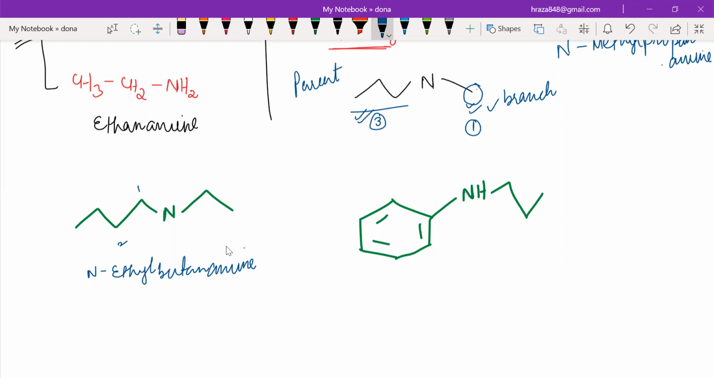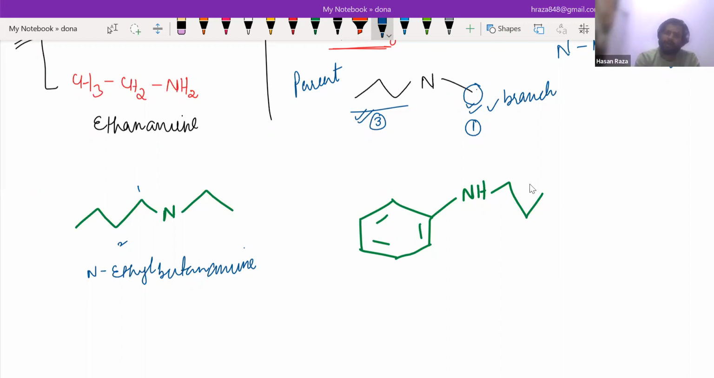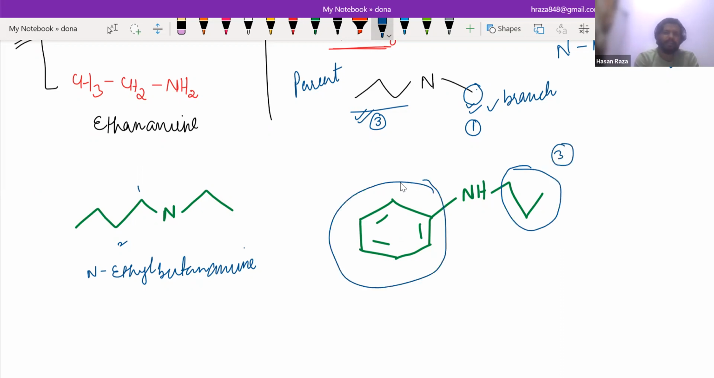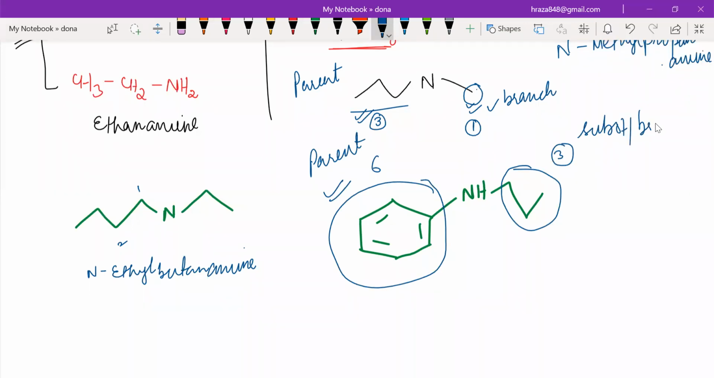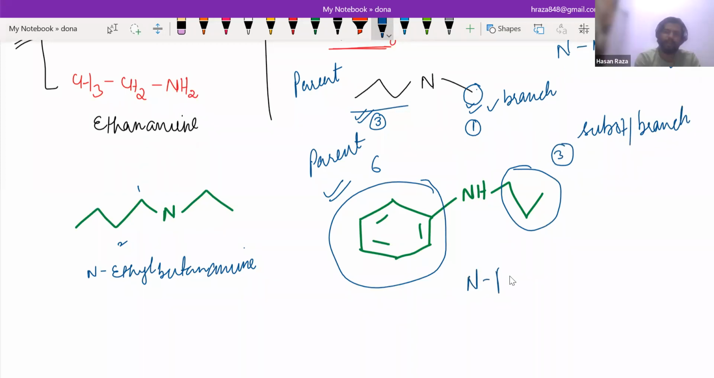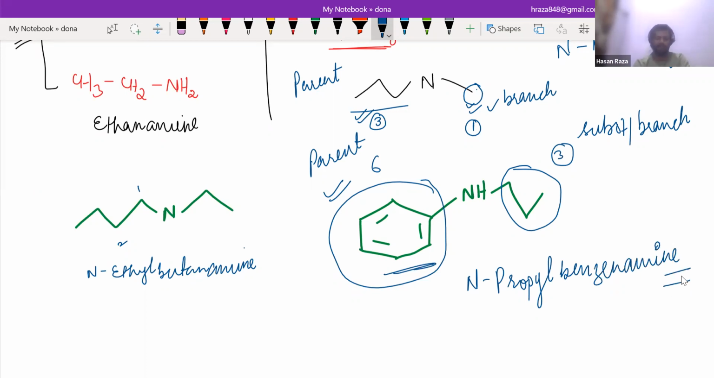So can you show how to name this one? Simple. The concept is same. How many carbon this contains? 3 carbons. And how many carbon this contains? 6 carbon. Can you tell me which one will be the parent? This one will be the parent. Yes. And this is your substituent, or branch. So if it is branch, its name will be N-propyl. Yes or no? Since 3 carbon. Yes. And this is your benzene. So it will be benzenamine. Okay. Is that clear? Yes, sir.